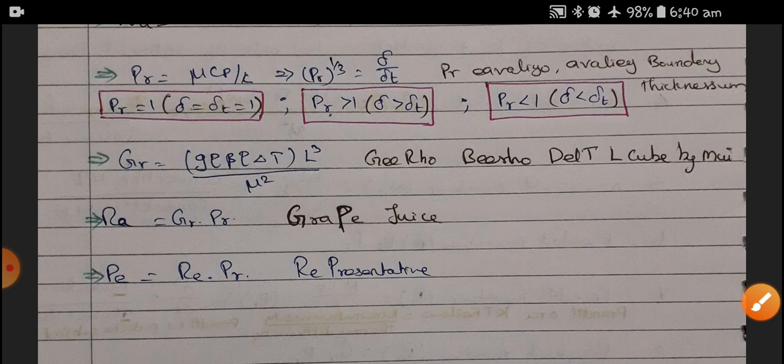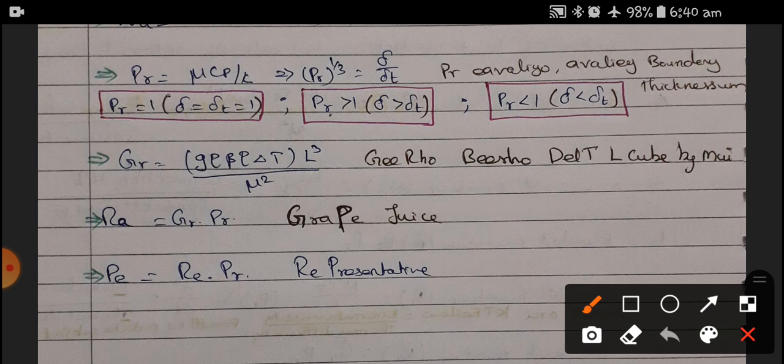And for ease of remembering, Grashof number is equal to g into rho into beta into delta T into L cube divided by mu square. And Rayleigh number is the product of Grashof number and Prandtl number, and Peclet number is the Reynolds number and Prandtl number. So "grape juice" is for Rayleigh and "representative" it is for Peclet.